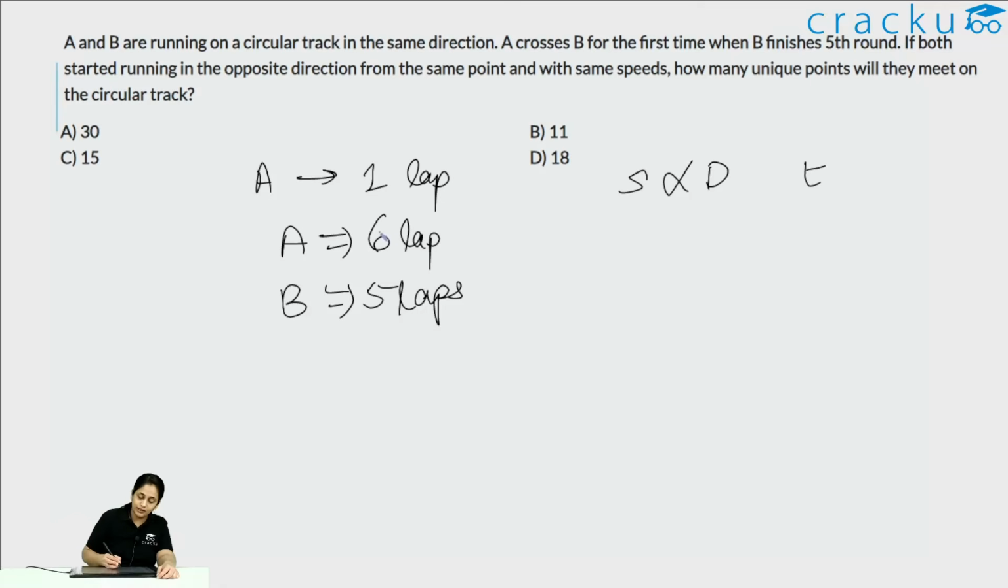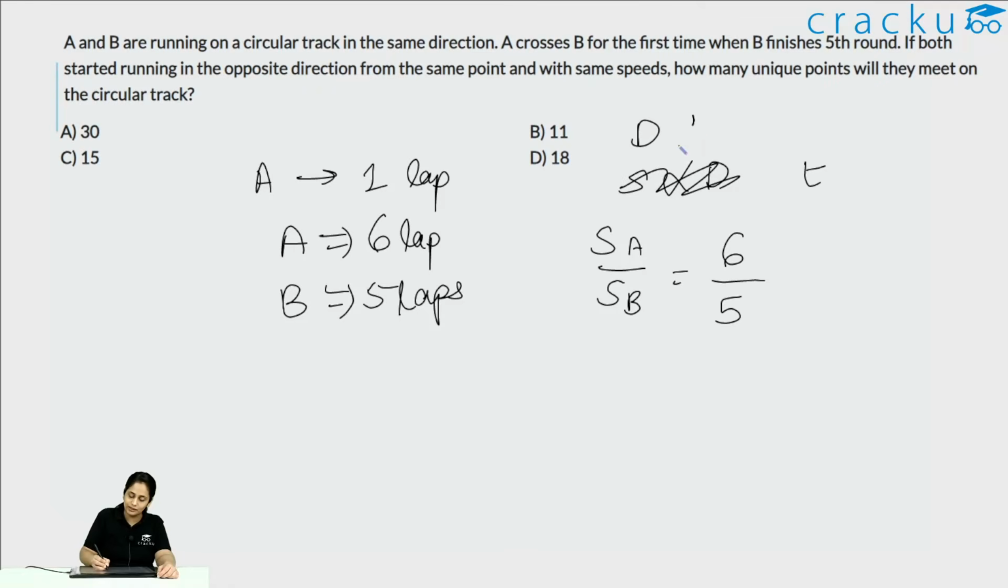So that would mean if this is 6 and this is 5, then the ratio SA by SB has to be 6 by 5. Why did I come to that? Because if the time is constant, distance A by distance B will be equal to speed A by speed B. The distance covered in that given time is 6 laps for A and 5 laps for B. So the ratio of their speeds would be 6:5. Now once we get the ratio of the speeds, finding the number of meeting points would be very simple.